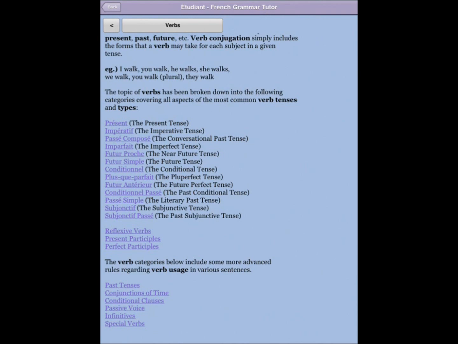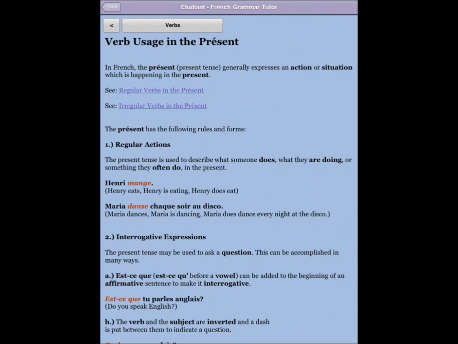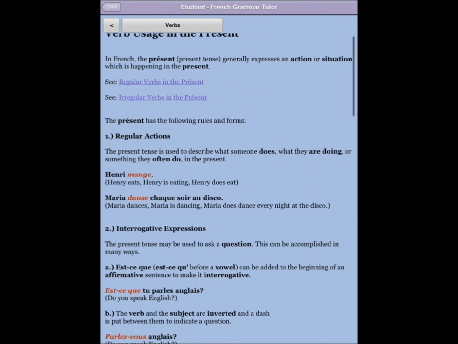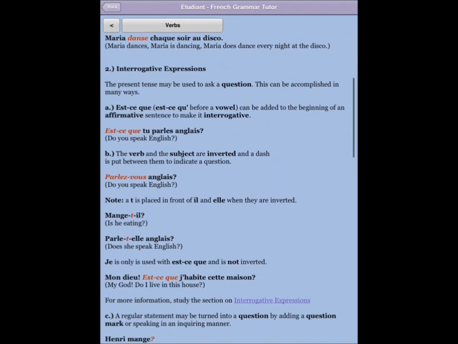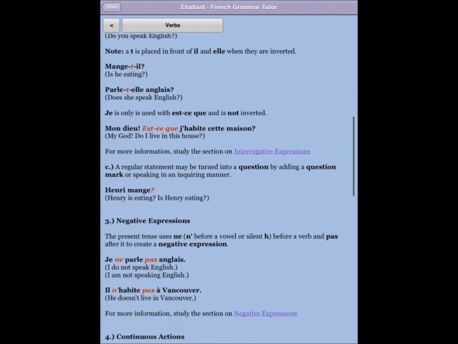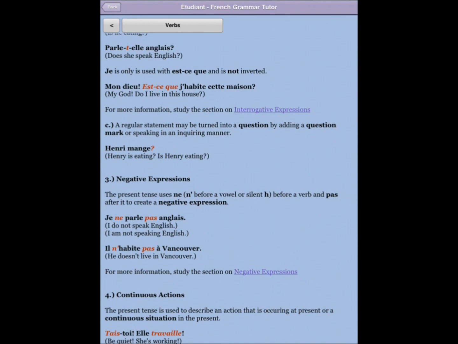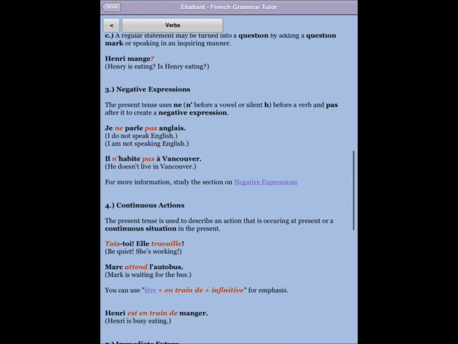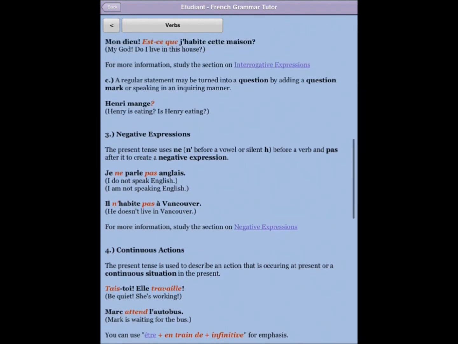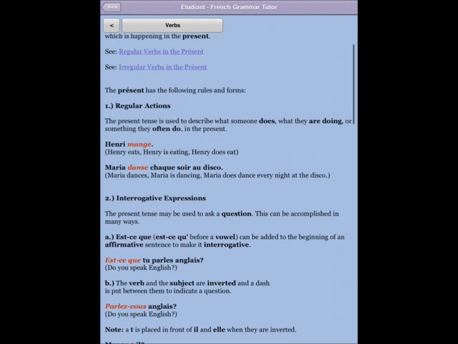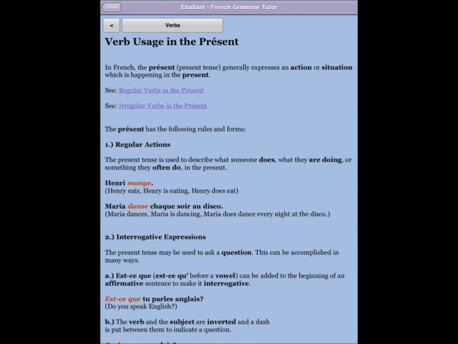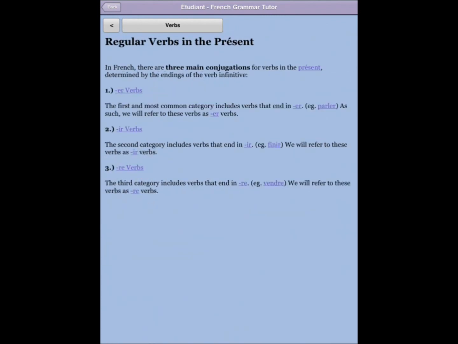Quickly, let's take a look at the present tense. Étudiante is like 50 grammar books put together, all in one place. How to use the present tense. How to make a question with the present tense. How to put the present tense in the negative. Going back to the top. What about regular verbs in the present tense?